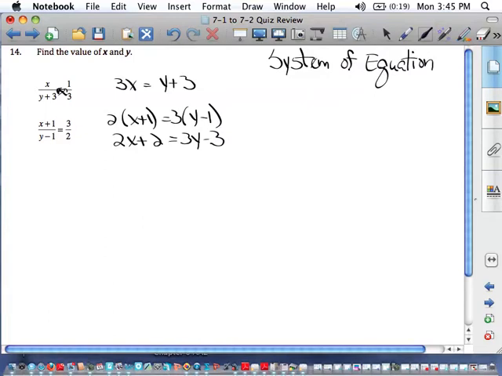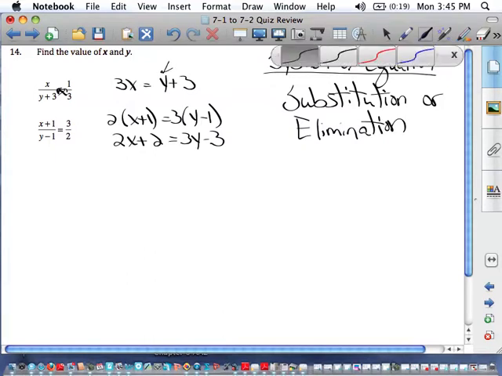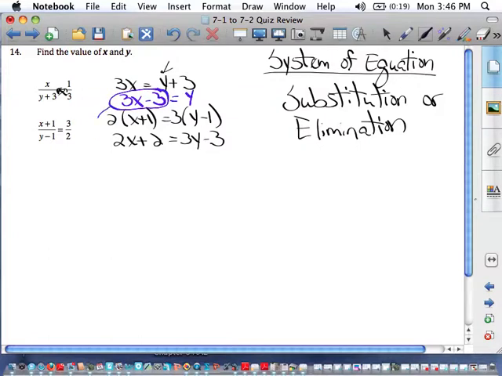This is a system of equations, and you have two methods to solve that. You're going to use either substitution or elimination. In this case, because I have a leading coefficient on this y, substitution will work really well. So I'll just subtract the 3 from both sides and I will have 3x minus 3 equals y. And then I can substitute that value into the second equation where there's a y.